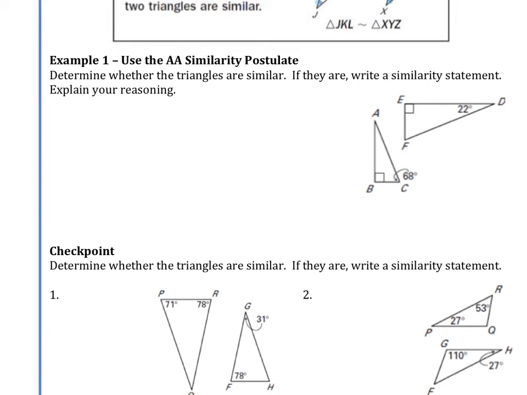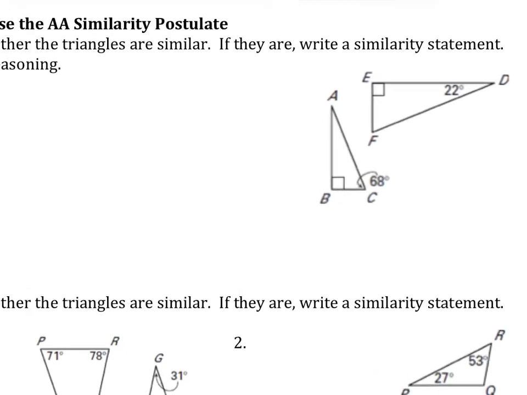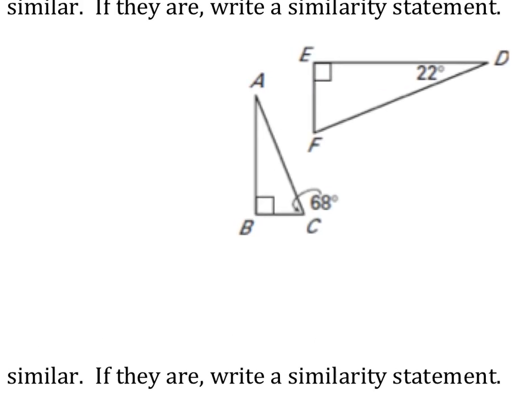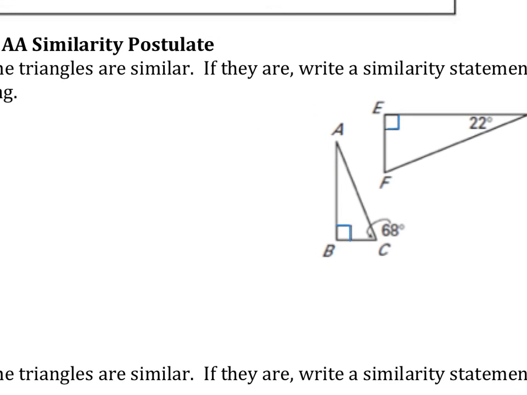So in example 1, it says, determine whether the triangles are similar. If they are, write a similarity statement and explain your reasoning. So if we look at these two triangles, we can see that angle E is 90 degrees, and so is angle B. So I'm going to say angle E is congruent to angle B.